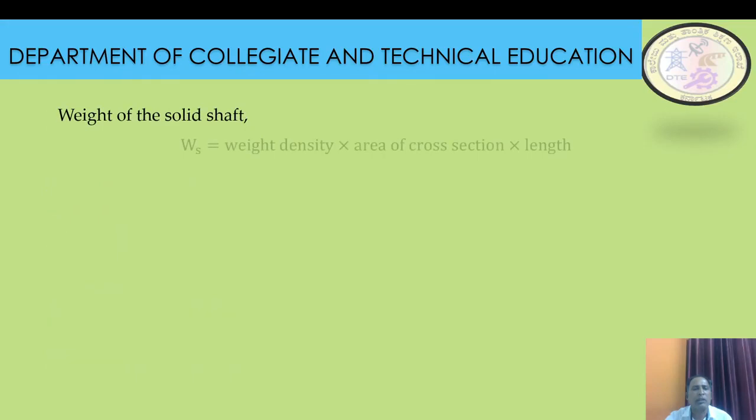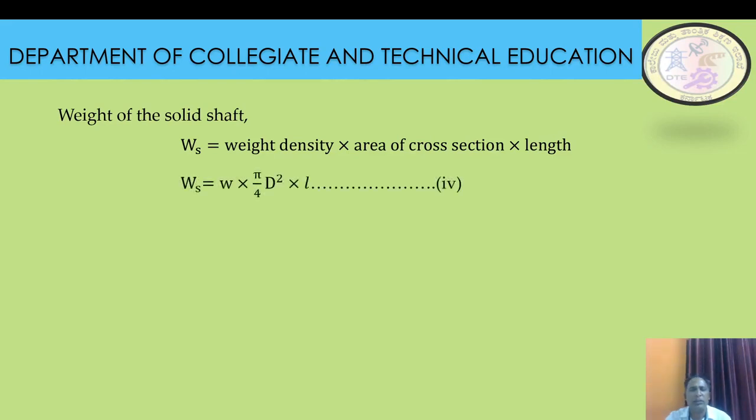Then the weight of the solid shaft. We know that the weight of the solid shaft is equal to weight density into area of cross section into length, that is weight density into volume of the shaft, and volume is nothing but cross-sectional area into length. So WS is equal to small w into pi by 4 into d square, the cross-sectional area of the solid shaft, into L, where L is the length of the shaft. Call this equation 4.